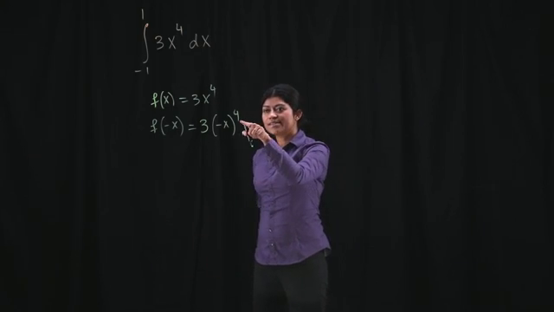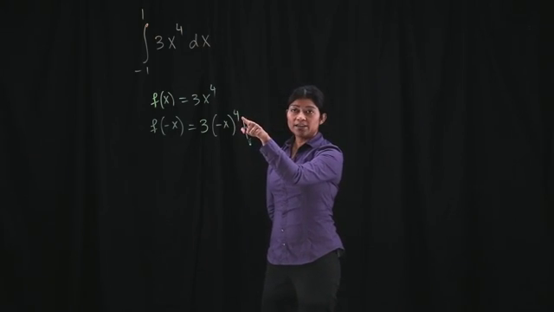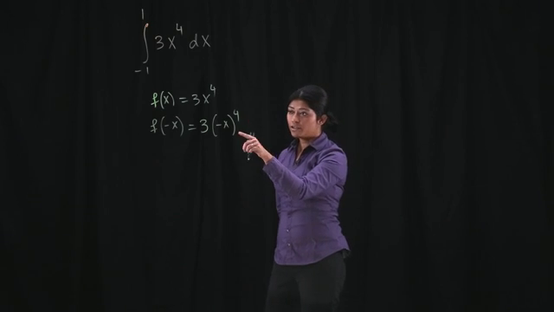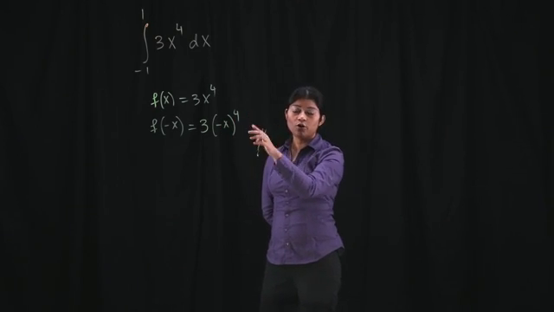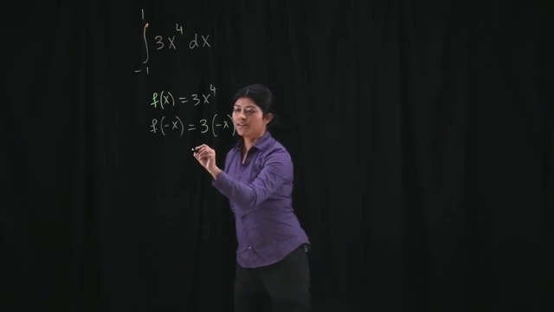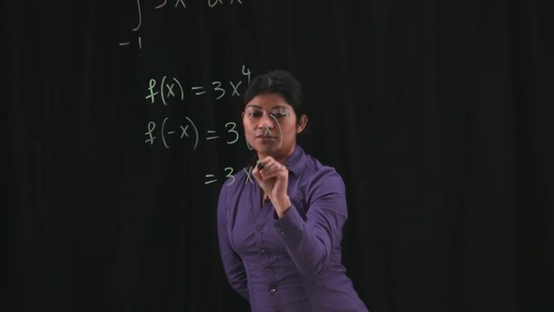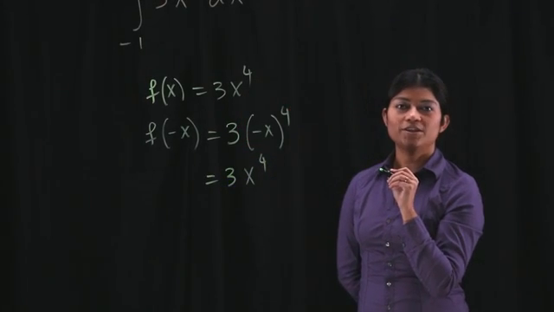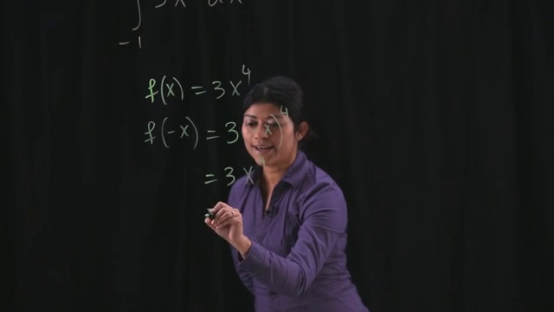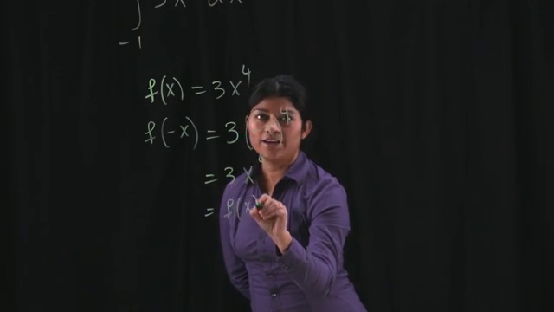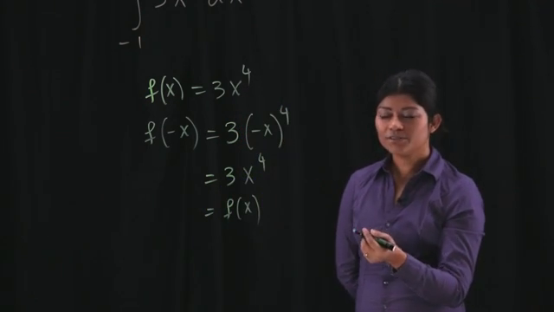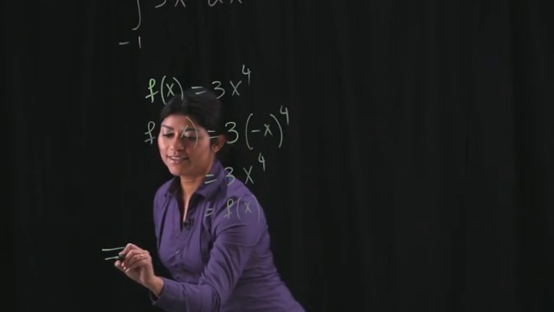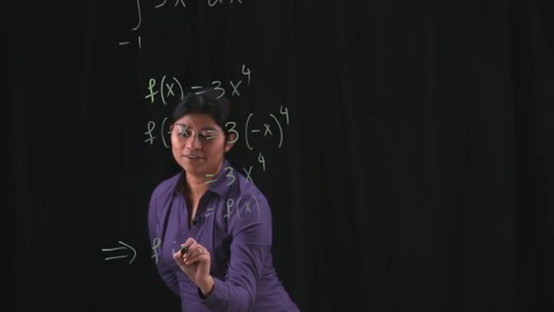Now notice, since the exponent 4 is an even number, (-1) to the power 4 makes it a positive 1. So this is going to be exactly 3 times x to the 4th, which is exactly the original function f. What does that tell you? That tells you that this function is an even function.